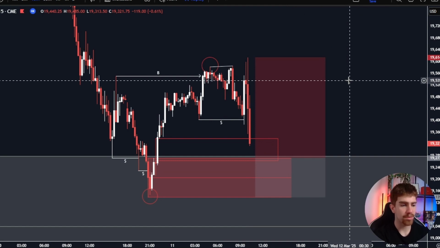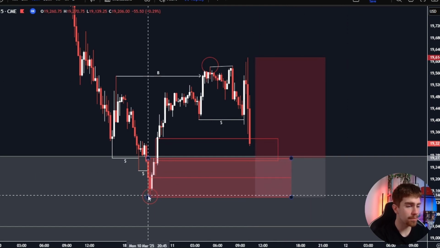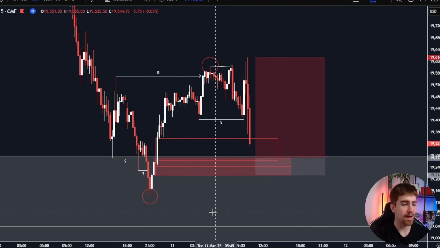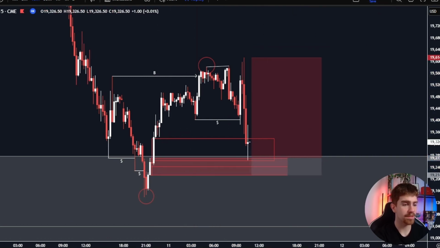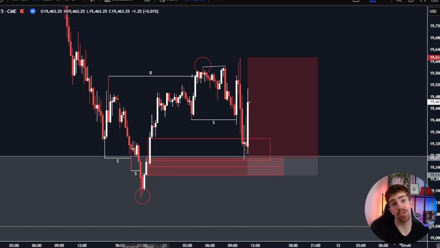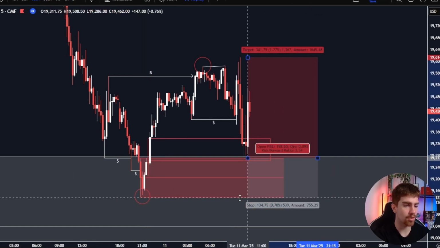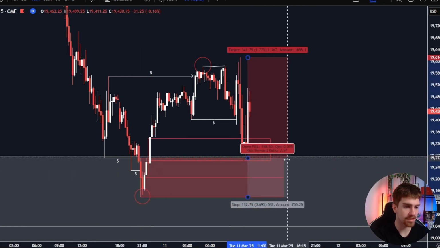Always let your stop breathe. I see some people marking up demands like this and putting their stop here. Okay, well, let's tap into the zone. Let's see what happens. It might actually react off it, which it did. This is a terrible example, but let your stop loss breathe. Stop going for these crazy RRs and just go for something that's consistent.